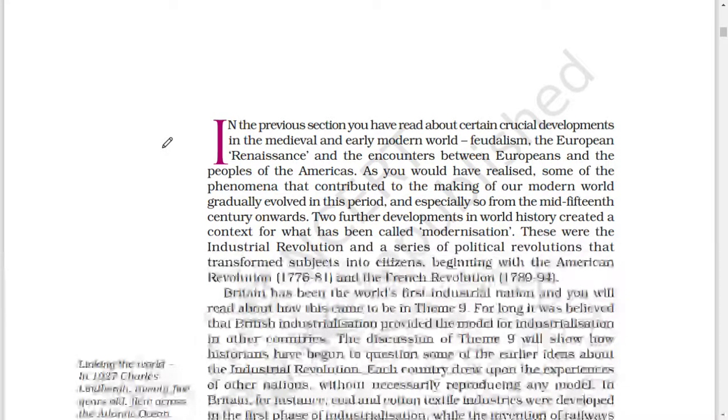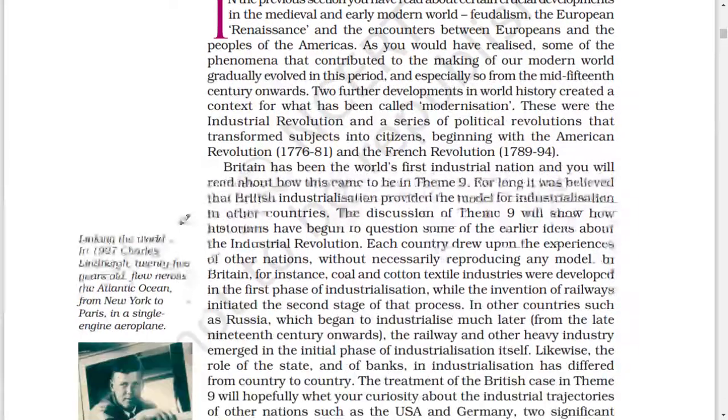Two further developments in world history created a context for what has been called modernization. These were the Industrial Revolution and a series of political revolutions that transformed subjects into citizens, beginning with the American Revolution (1776 to 81) and the French Revolution (1789 to 94).